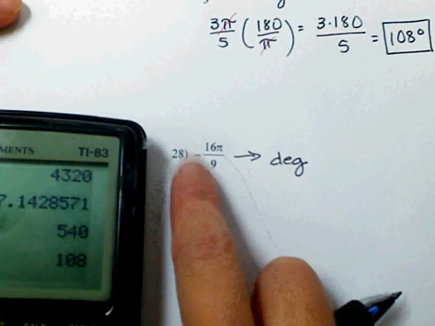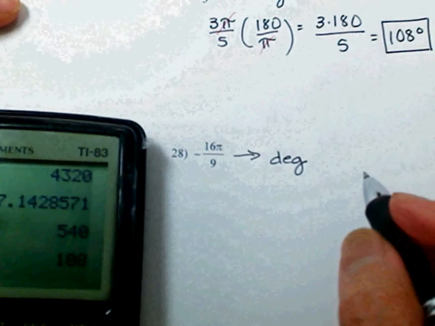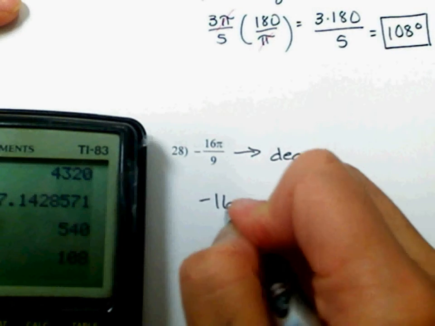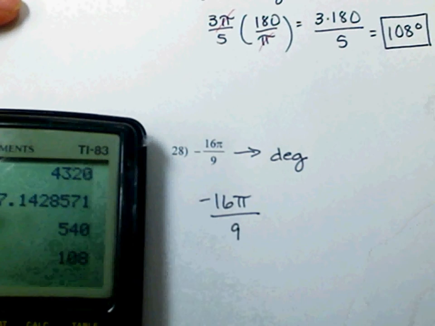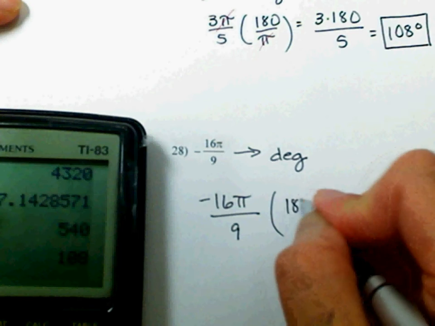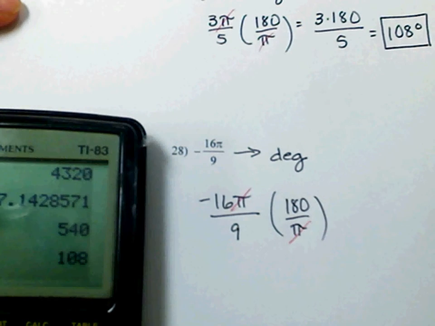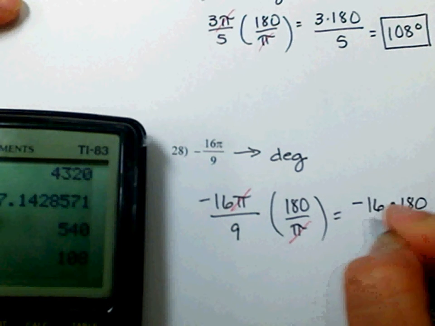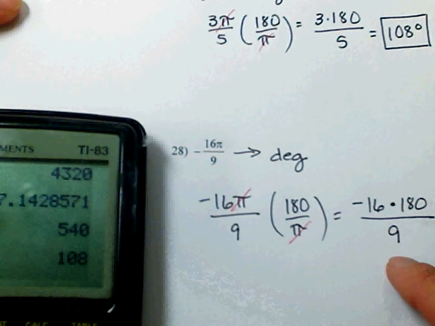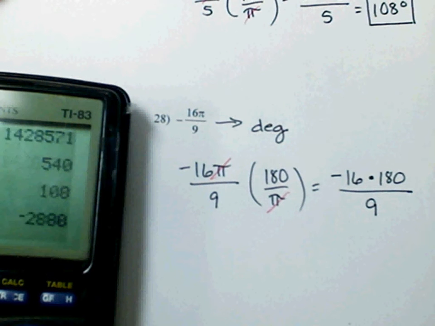All right. Now if you look, you have -16 pi over 9. Remember that negative can float up or down. I'm going to keep mine on top. Times 180 over pi. Pi cancels. So you have -16 times 180 divided by 9. You really could have simplified this off the bat, okay? -16 times 180 divided by 9 gives you -320 degrees.